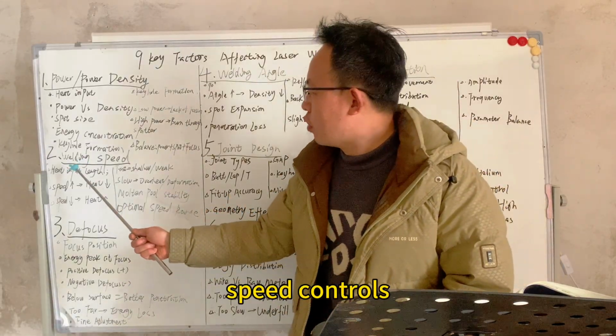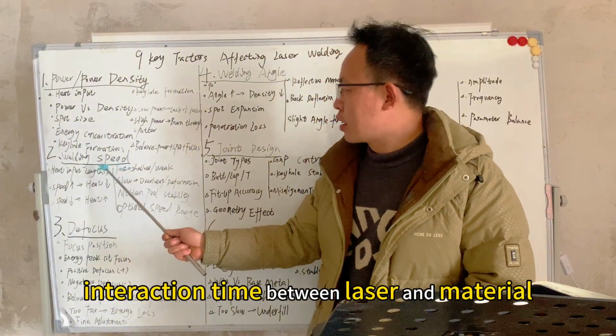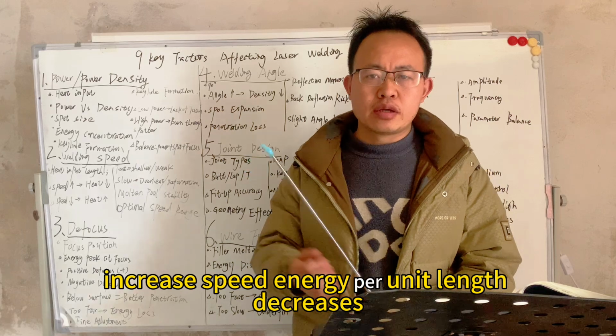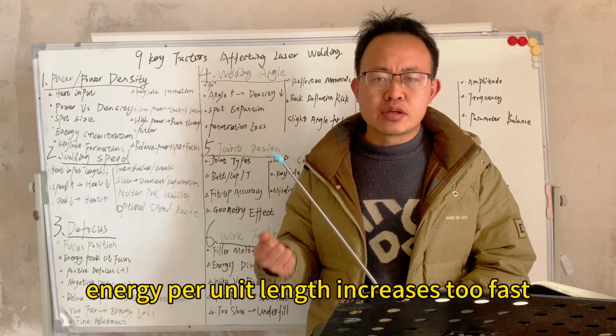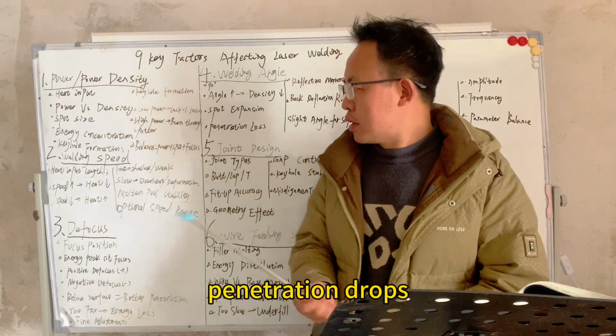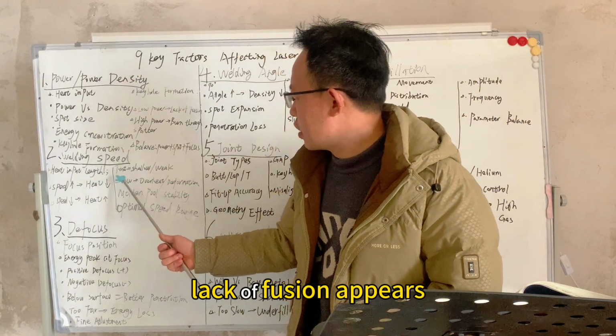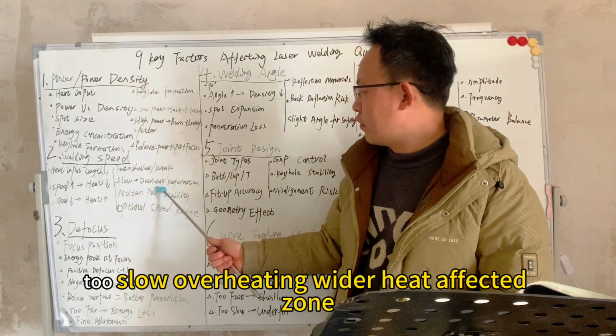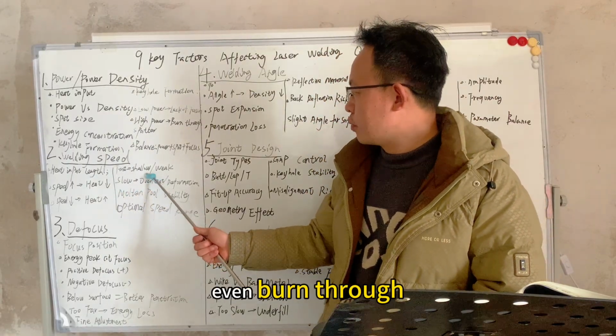2. Welding speed. Speed controls interaction time between laser and material. Increased speed, energy per unit length decreases. Decreased speed, energy per unit length increases. Too fast, penetration drops, keyhole becomes unstable, lack of fusion appears. Too slow, overheating, wider heat-affected zone, collapse of molten pool, even burn through.